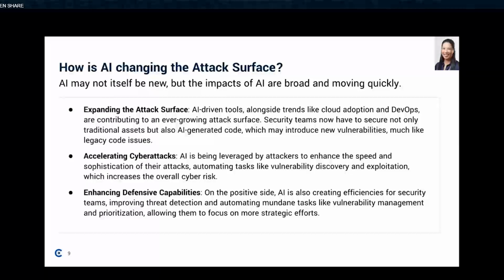And so this ongoing advancement, attackers figure out how to use AI, defenders figure out how to use AI. This is just the normal progression of how we've seen attack surface growing, cyber attacks increasing in their complexity and in their volume, as well as leveraging some of these technologies to enhance our defensive capabilities.